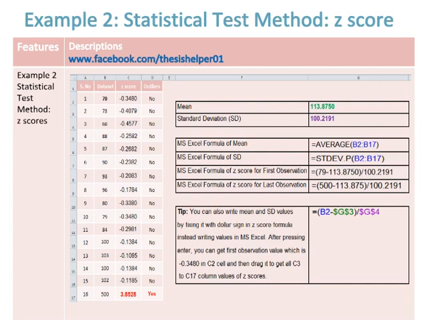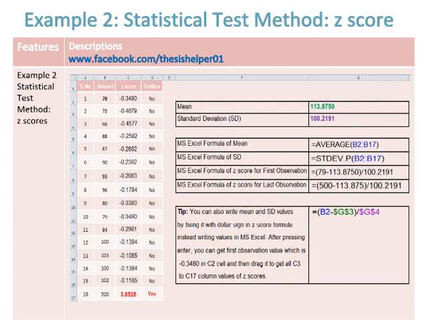After that I have given the MS Excel formula of z-score for the first observation, which is subtracting 113.8750 from 79 divided by 100.2191 to get z-score of -0.3480. In this way, we can find z-score of the remaining 15 observations.